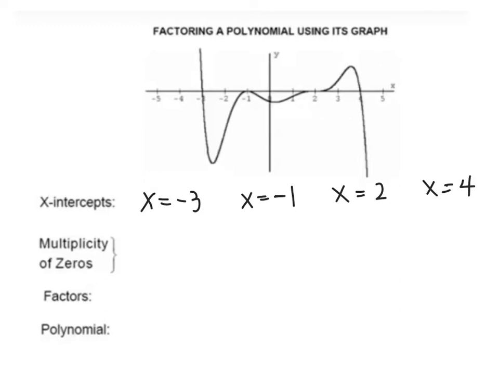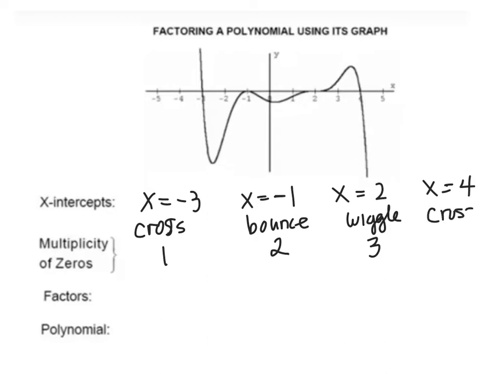Well, what that means is, since this is a cross, the multiplicity is 1. And since at -1, this is a bounce, the multiplicity will be 2. And at 2, this was a wiggle, the multiplicity will be 3. And then at x equals 4, that was also a cross, and so the multiplicity will be 1. Well, how does this work?